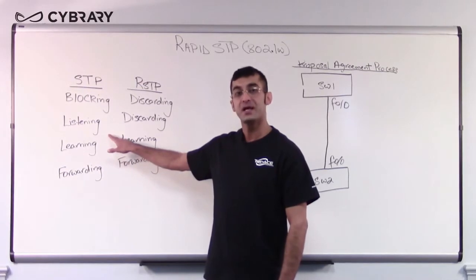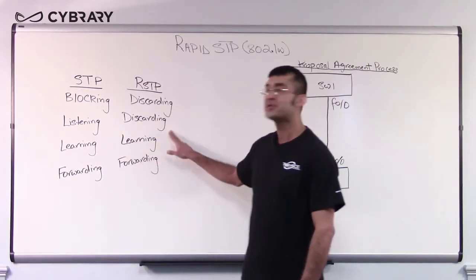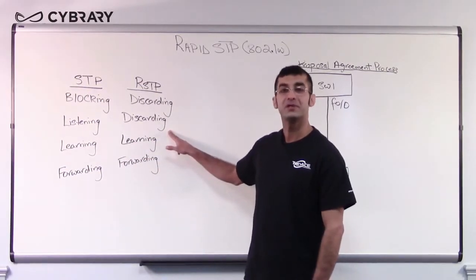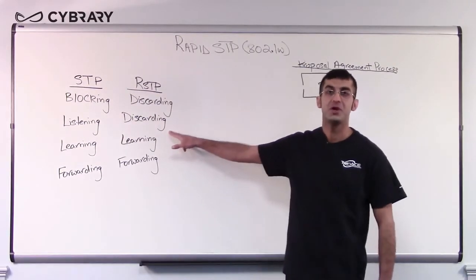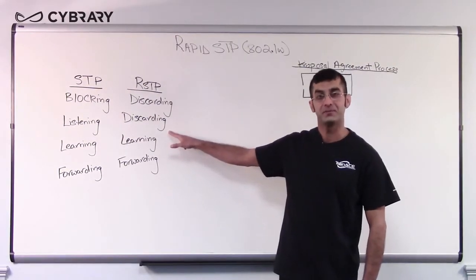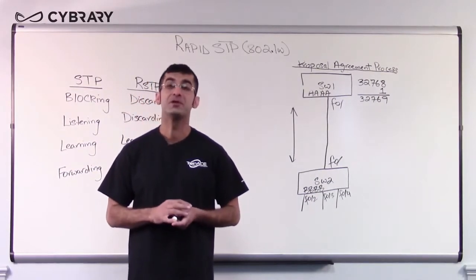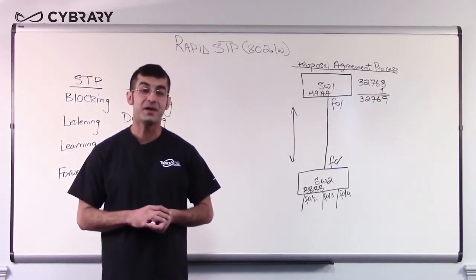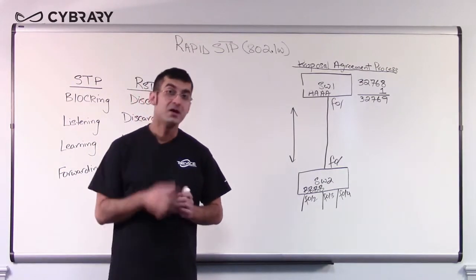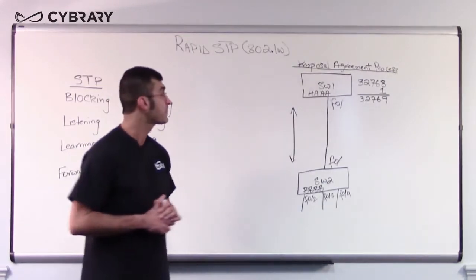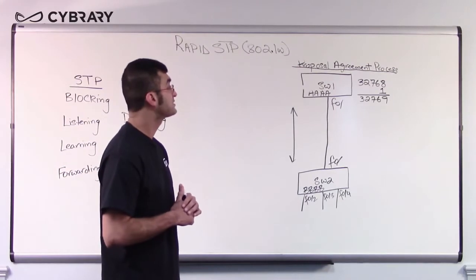Spanning Tree, so to say, is timer-based. Rapid Spanning Tree goes through a quick proposal agreement process between two switches before the ports can go into forwarding. So since Rapid Spanning Tree is based on a quick proposal agreement and is not timer-based, let's go over that proposal agreement process.